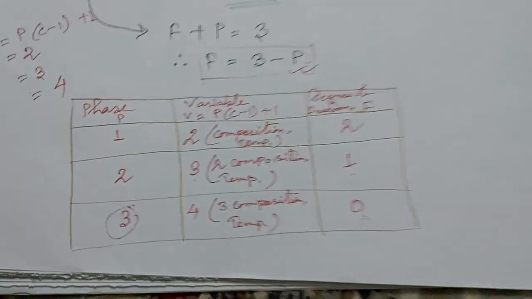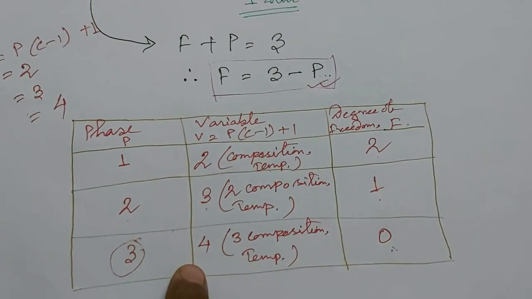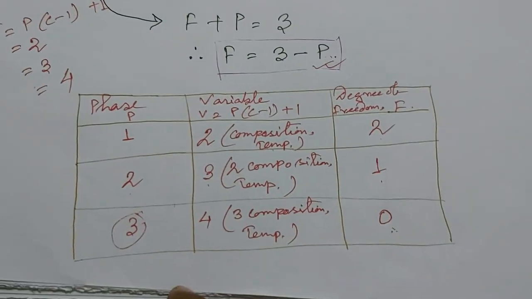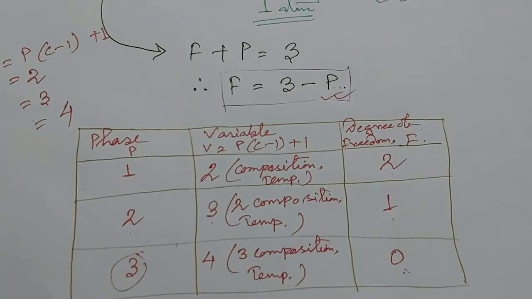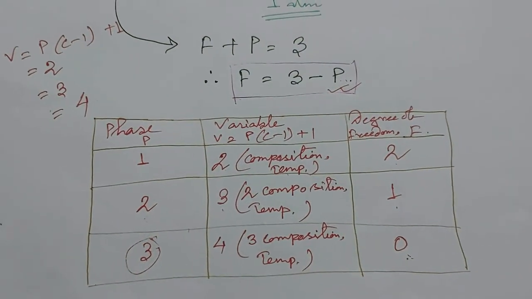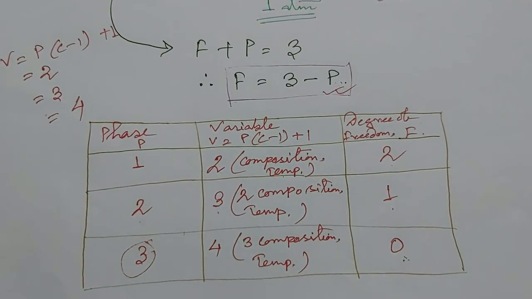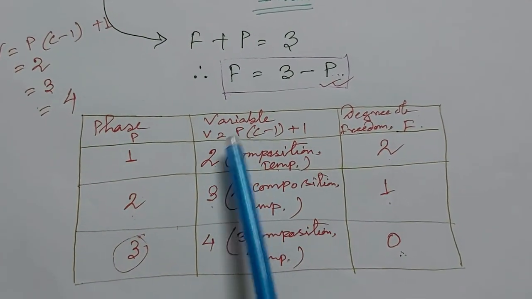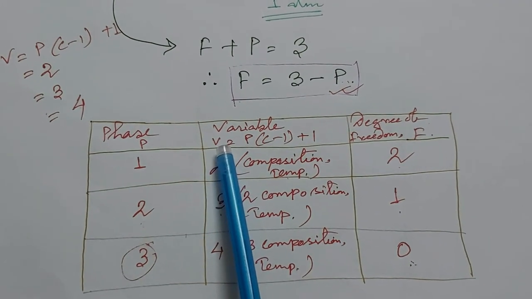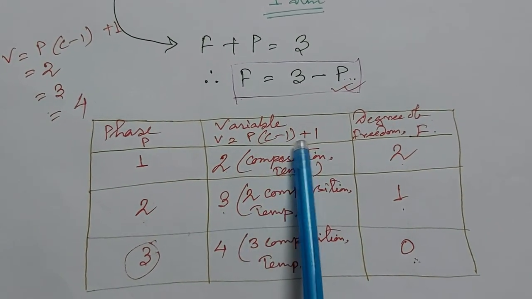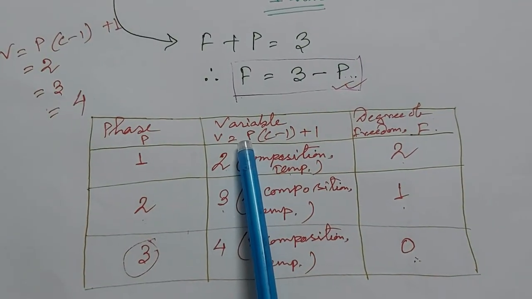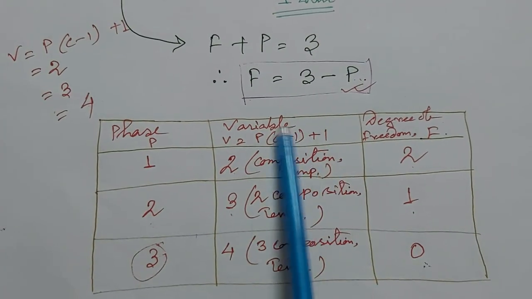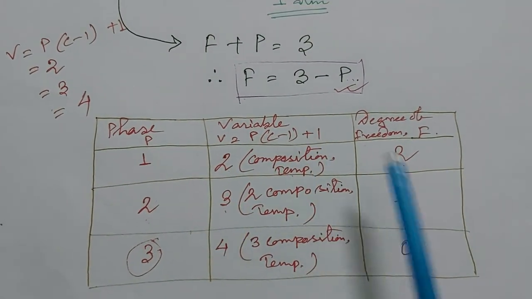After that, I had to discuss this table, but somehow I forgot. So that's why today, first of all, I will discuss this one. Here, this is phase P, then variable V. We know that variable V is equal to P into C minus 1 plus 1. P is number of phases, C is number of components. So this is the formula to find the number of variables.